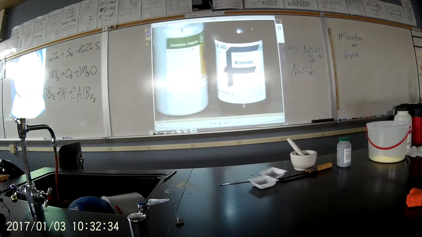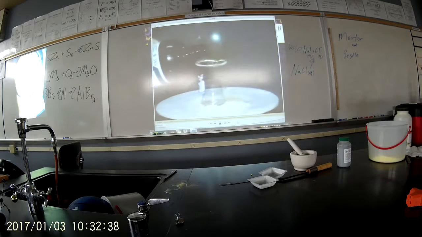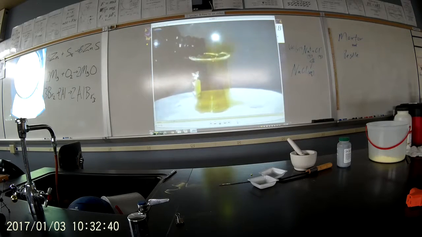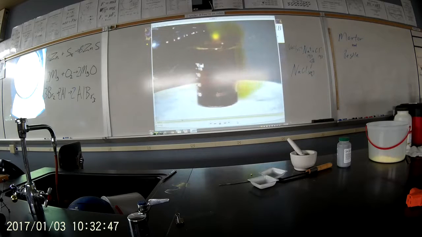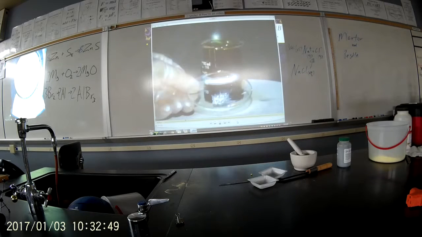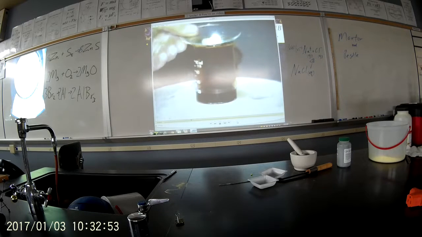In this experiment, we are going to react liquid bromine with aluminum to make aluminum bromide. That's bromine. First, a layer of bromine is poured into the bottom of a beaker. Bromine is really dark. Then, some aluminum pellets and powdered aluminum are placed on top of the bromine.